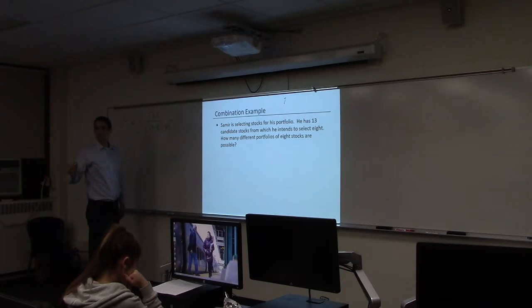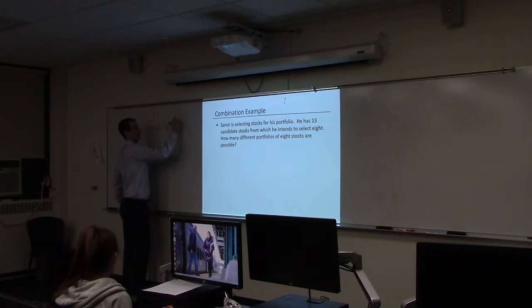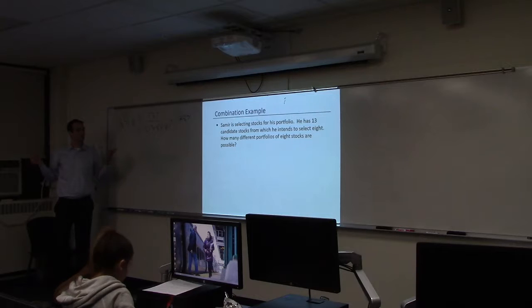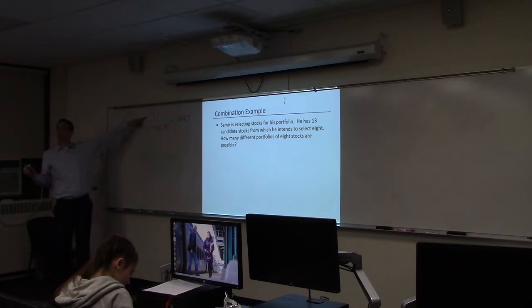Ready? If you have the answer, just blurt it out. 1287. What's that? 1287. 1287 sounds right to me. You like that? 1,287 different combinations. So you want to figure out how to do 13 factorial in your calculator.